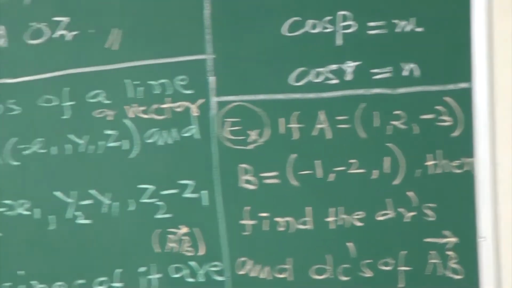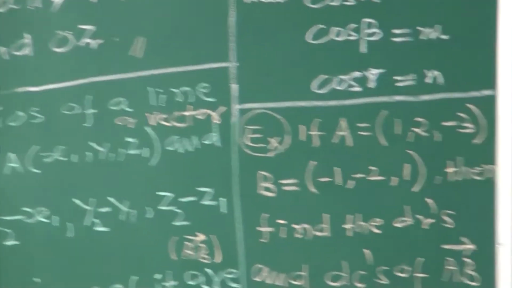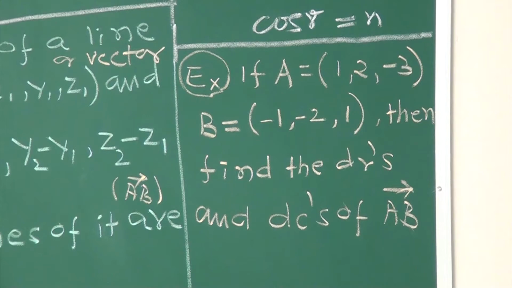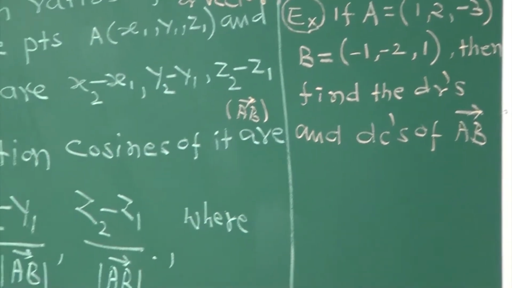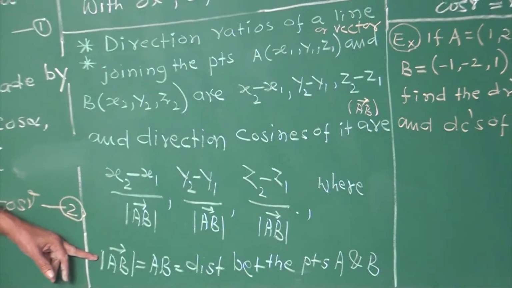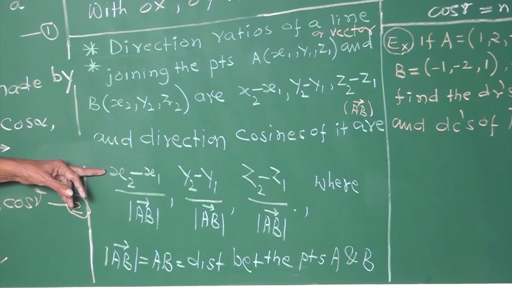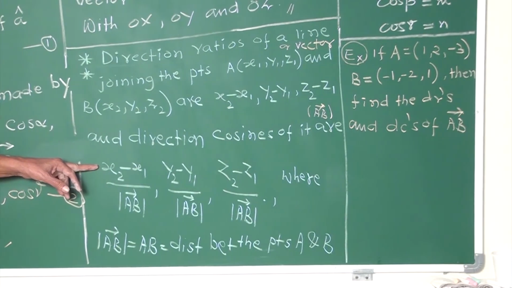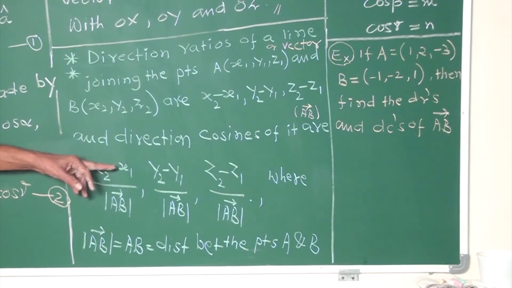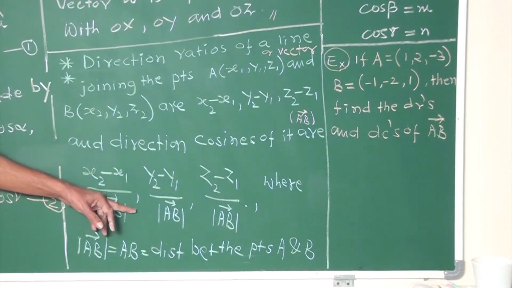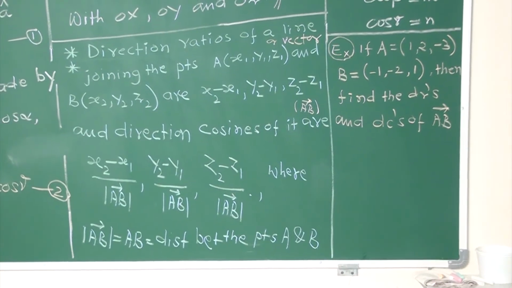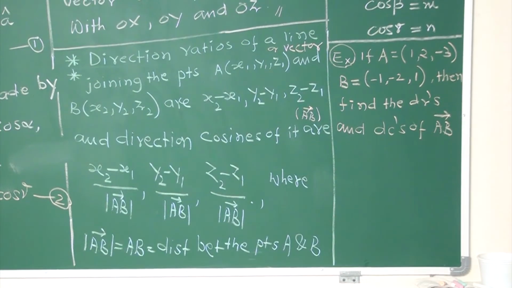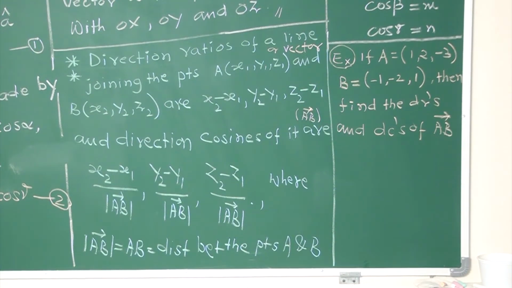Yes, friends. Now I do that example. First you wanted the distance between the points A and B, that is magnitude of the vector AB. Then you have to write directly the direction cosines of the vector: x2 minus x1 upon this, y2 minus y1 upon this, z2 minus z1 upon this. Solution of that example.